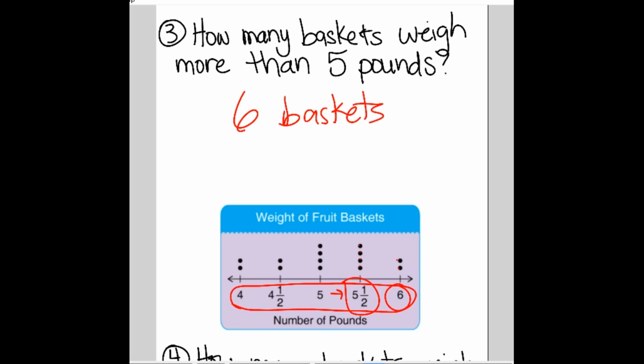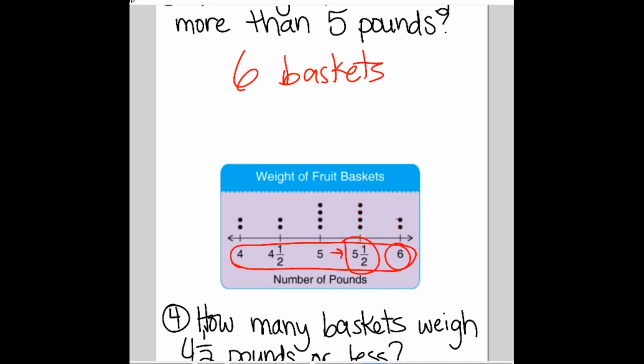So far this is super, super easy. It's just learning how to read a graph, basically. And this graph in this case is a line plot.